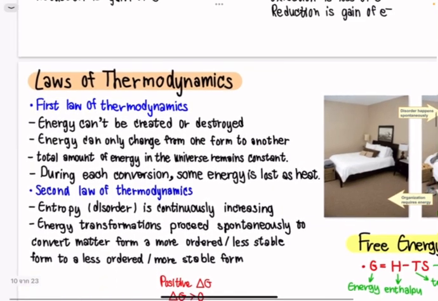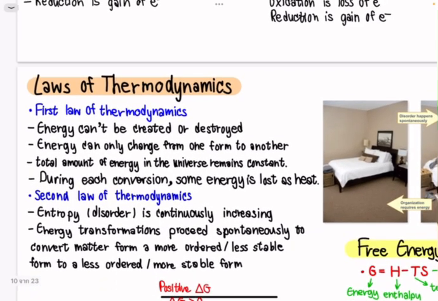Laws of thermodynamics. First law of thermodynamics: energy can't be created or destroyed. Energy can only change from one form to another. The total amount of energy in the universe remains constant. During each conversion, some energy is lost as heat.